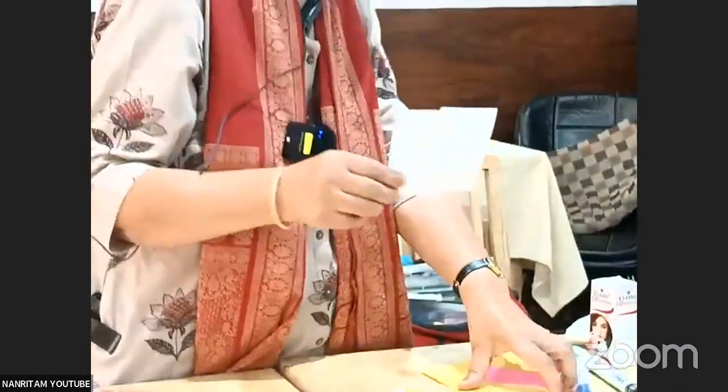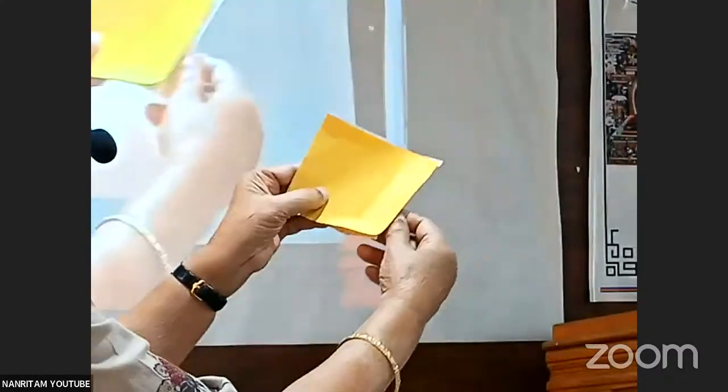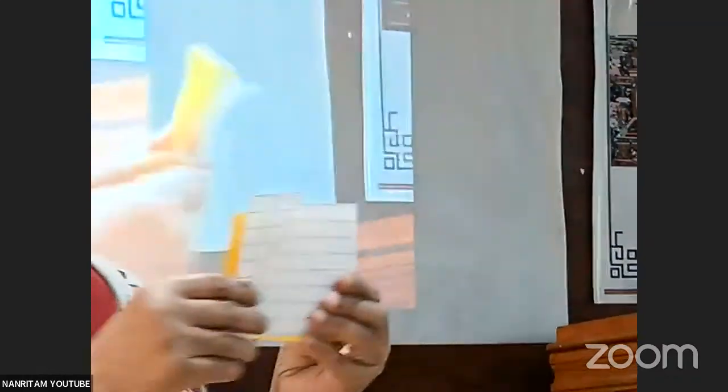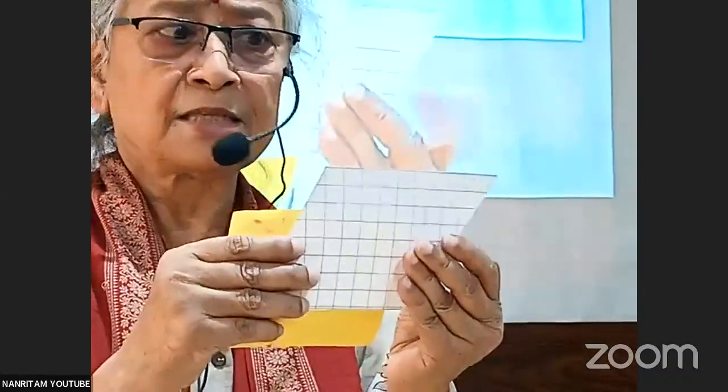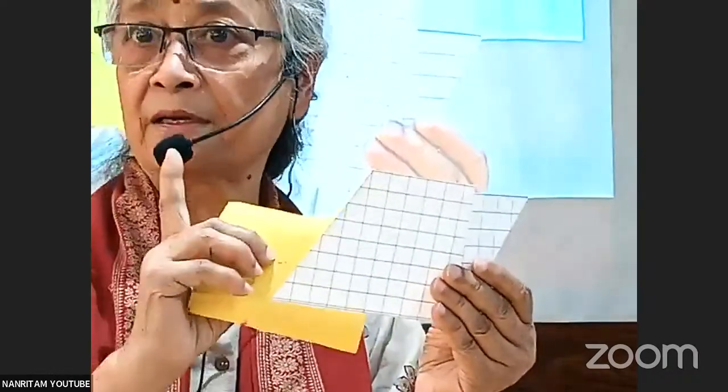This is a rectangle of the same size. I cut it, but this was a rectangle, the same size as this. Yes or no? Yes. Do you agree that this is of the same size as this? Yes. Okay. Then I cut the slanting way from one side and placed it on this side. The same rectangle. I have not removed any part, I have not added any part. So the area is same as this one.